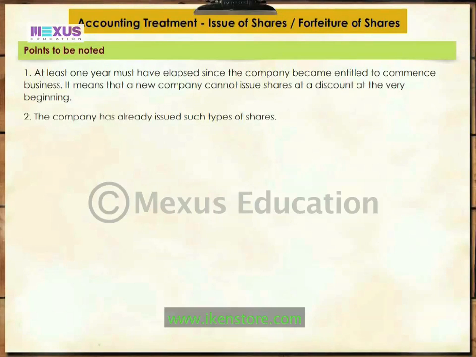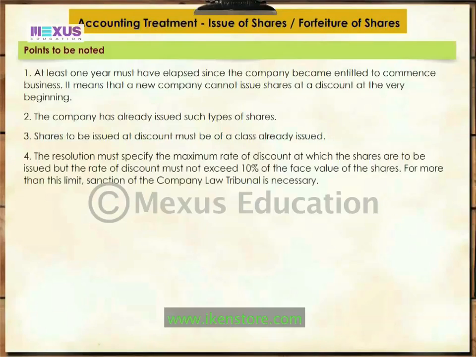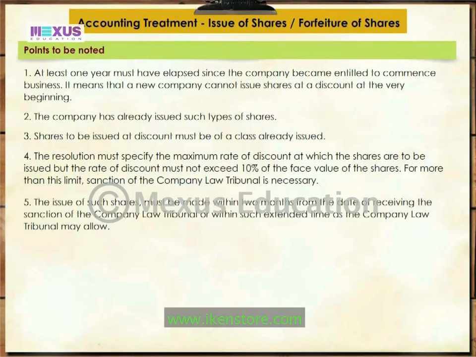2. The company has already issued such types of shares. 3. Shares to be issued at a discount must be of a class already issued. 4. The resolution must specify the maximum rate of discount at which the shares are to be issued, but the rate of discount must not exceed 10% of the face value of the shares. For more than this limit, the sanction of the Company Law Tribunal is necessary.